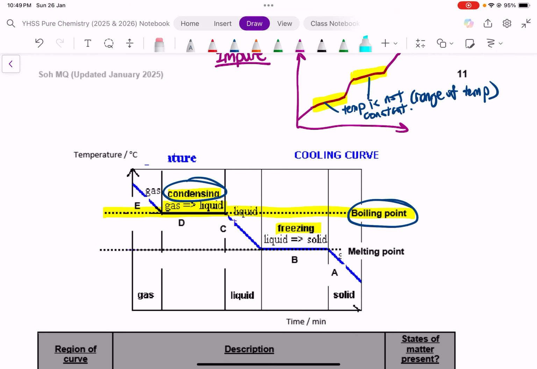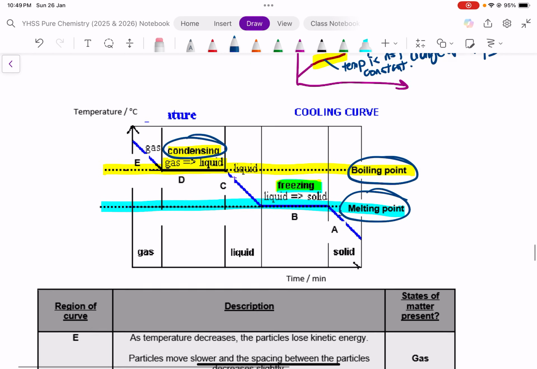Then, we have freezing. Freezing occurs at the melting point. Melting point is where melting happens. It's also where freezing happens. So, for instance, water freezes at 0 degrees Celsius. Ice melts at also 0 degrees Celsius.